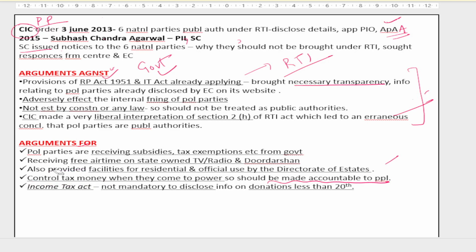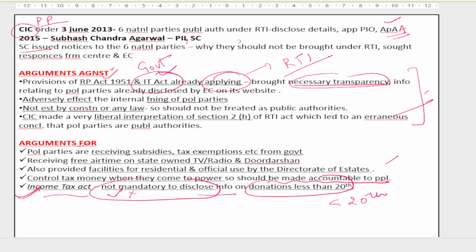Also, we just studied in the points against bringing political parties under the RTI Act that the Income Tax Act is already applying to political parties and has brought the necessary transparency. But actually, under the Income Tax Act, it is not mandatory to disclose information on donations less than 20,000 rupees. So since these donations are not covered under the Income Tax Act, they should be covered under RTI. Political parties should be brought under the RTI Act because the Income Tax Act does not cover donations to political parties of less than 20,000 rupees.